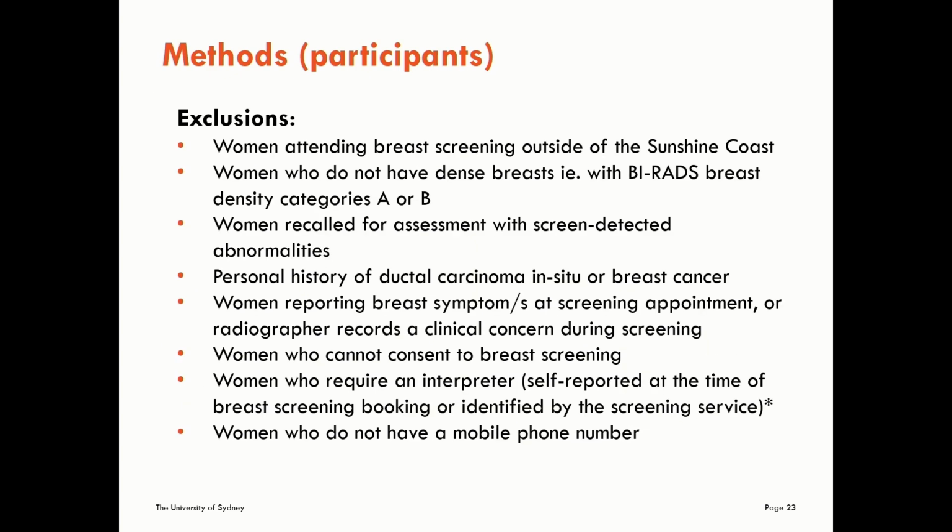So there will be some exclusions. So as I mentioned before, it'll only be women in categories C and D, so everyone in A and B will be excluded. There'll only be women here on the Sunshine Coast, so this is the only spot outside of WA that women will be told their breast density this year. Women who are recalled for assessment with screen-detected abnormalities will be excluded. Any woman who has a personal history of ductal carcinoma in situ or breast cancer will be excluded. Any women reporting a breast symptom, as you've just heard before, will be excluded, or if a radiographer records a clinical concern during screening.